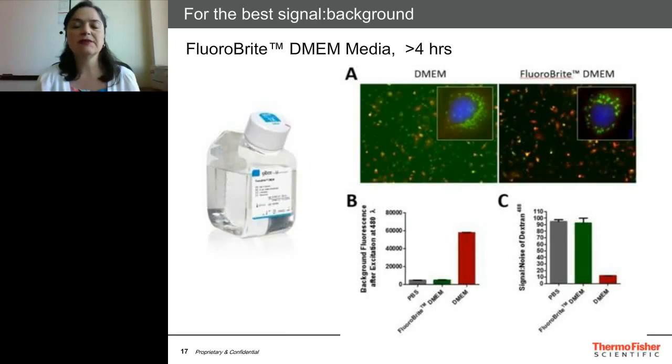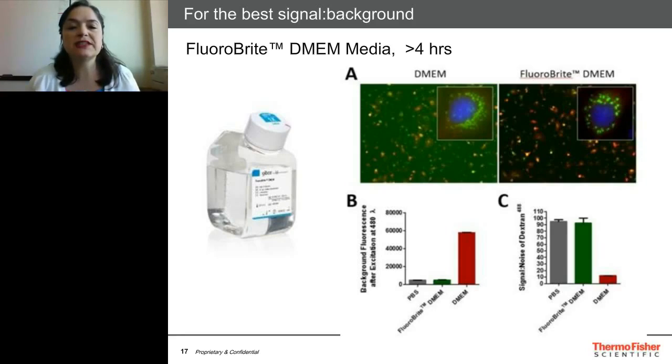If you want something where you're following an experiment, you're following cells out, and you want to image them, for some reason it's important that you image them in the same media that they were cultured in, then the suggestion there is to use a DMEM media that was developed to be as optically inert as possible, and that's that FluoroBrite media that you're seeing on the slide there.